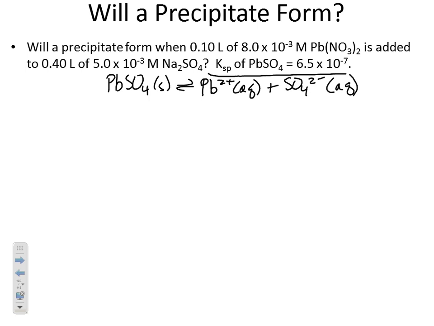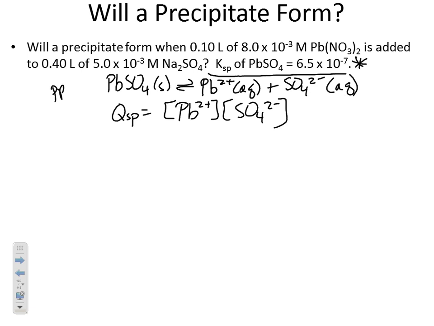You're going to skip the ice chart, but then you're going to write the QSP expression for this reaction: Pb2 plus times SO4 2 minus. If we plug in our concentrations of lead and sulfate and get a value for Q, we can compare it to the value for K that's been given and determine if we're going to get a precipitate to form. Again, this right here is our precipitate.